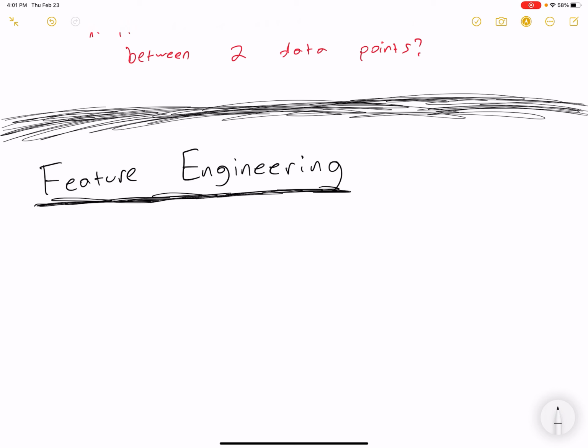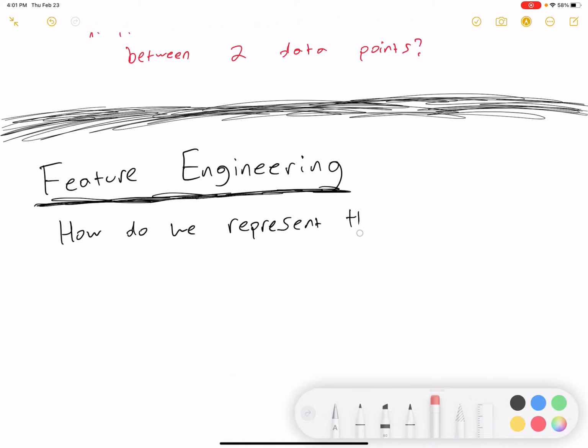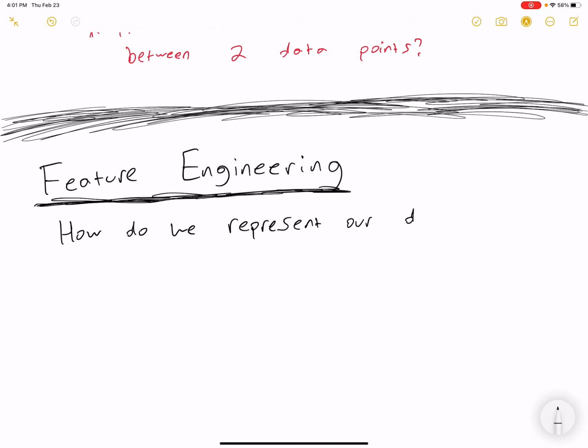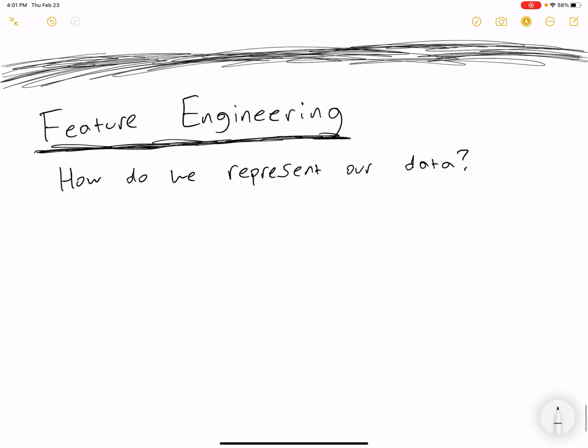So feature engineering is: how do we represent our data? And let's motivate this with an example. This is going to be a highly illustrative, but hopefully educational example.